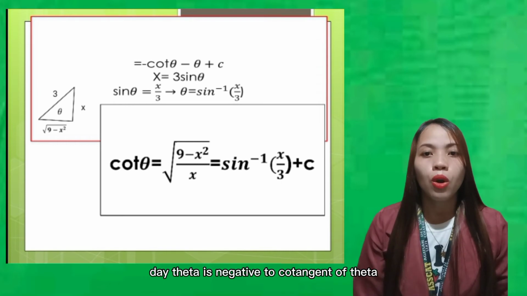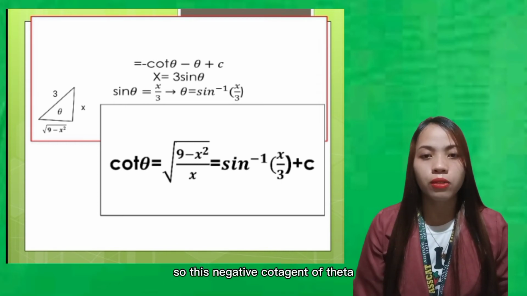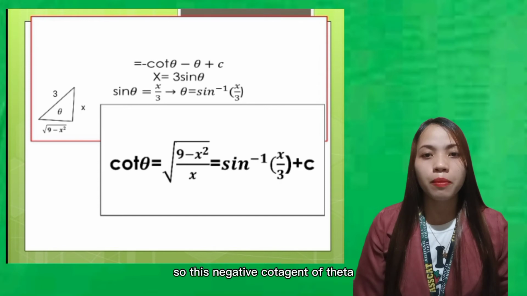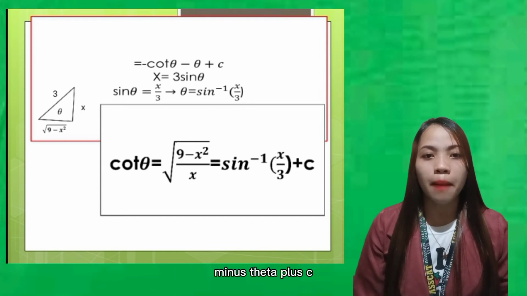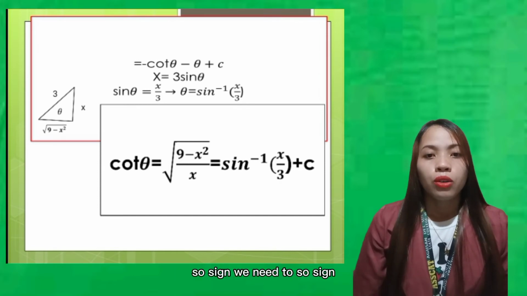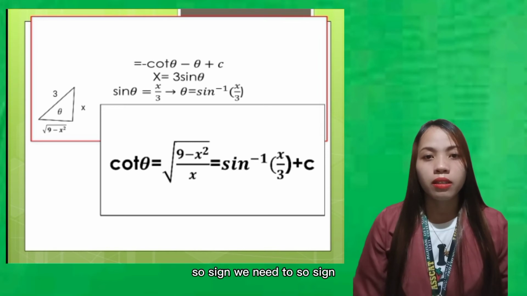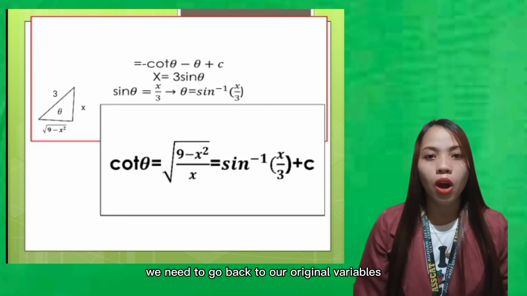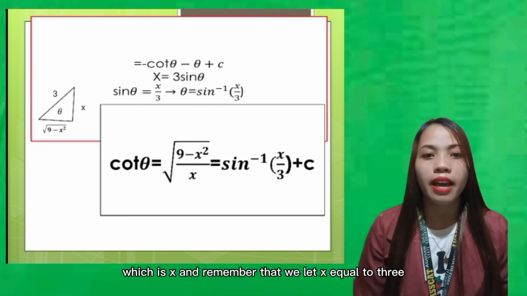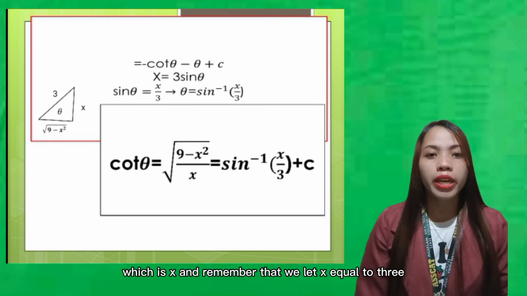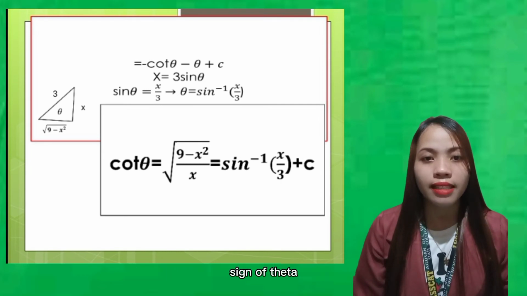Then we all know that the integral of cosecant squared of theta d theta is negative cotangent of theta. So this is negative cotangent of theta minus theta plus c. Since we need to go back to our original variable, which is x, remember that we let x equal to 3 sine of theta.